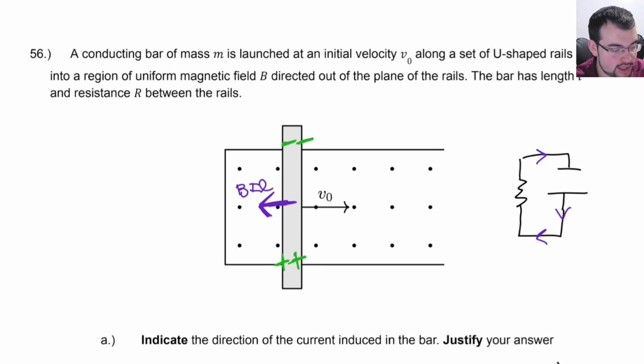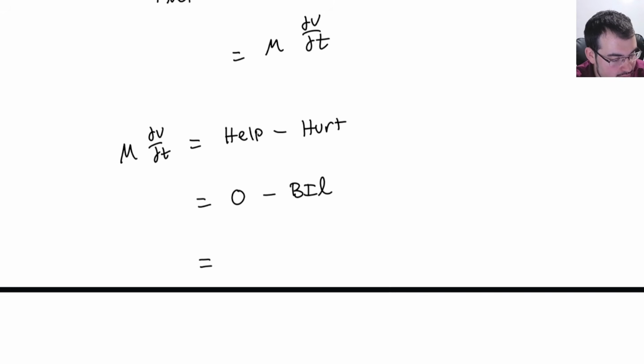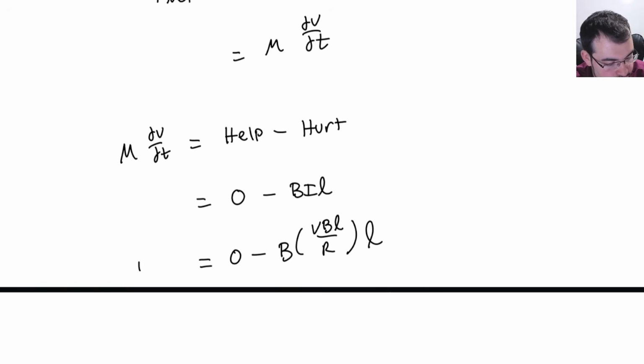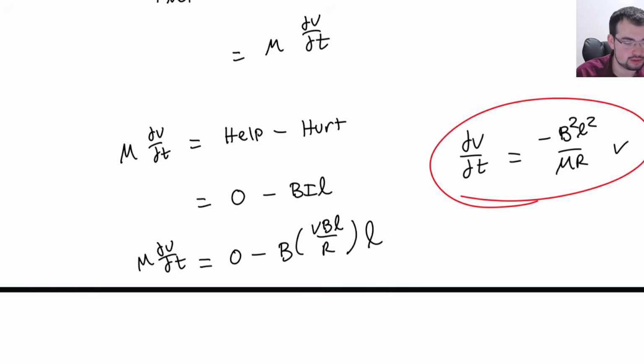This is motional EMF. Anytime you have a bar on rails, we can use the motional EMF equation, and then you can use Ohm's law to get the current. You just divide by R. So that gets us our expression for net force. And then we can solve and we get dv/dt equals negative B squared L squared over mR times t. Nope, times v. So that's why we say this is a drag force, because it's proportional to your velocity.